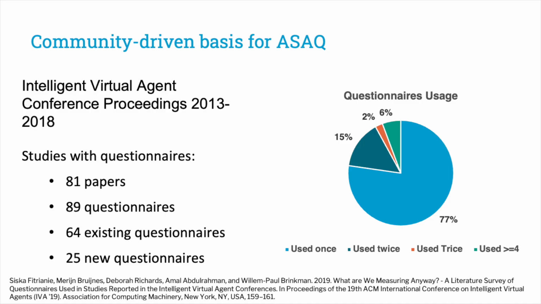So how did we get to the need for this questionnaire? Because as I said, if we can measure the experience people have, then we have an opportunity to replicate our research. So the first question is, is there already a questionnaire out there? We looked at the IVA proceedings, or intelligent virtual agents, over a number of years, from 2013 to 2018, and looked at the questionnaires that had been used. And to our surprise, or maybe not so surprisingly, we saw that 77% of the questionnaires found were only used once in all those five years. So there was not much you could say about using the same questionnaire to learn about the experience and understand it for the next agent.